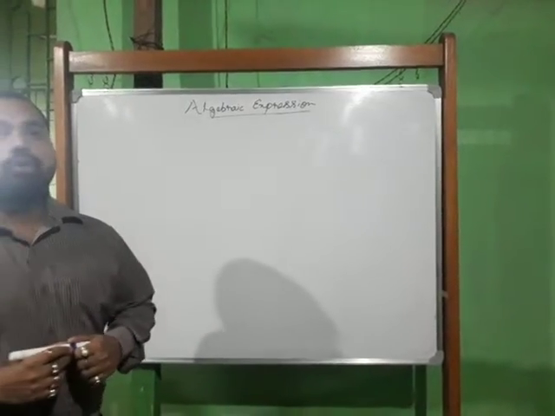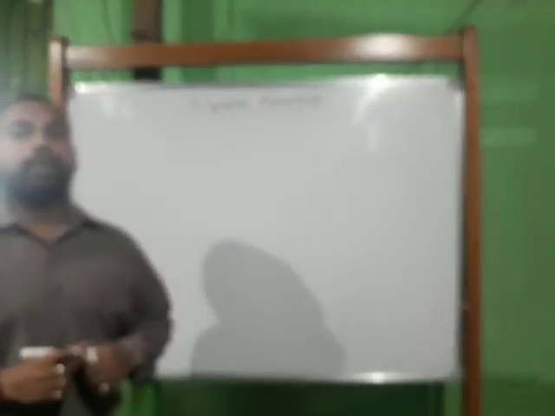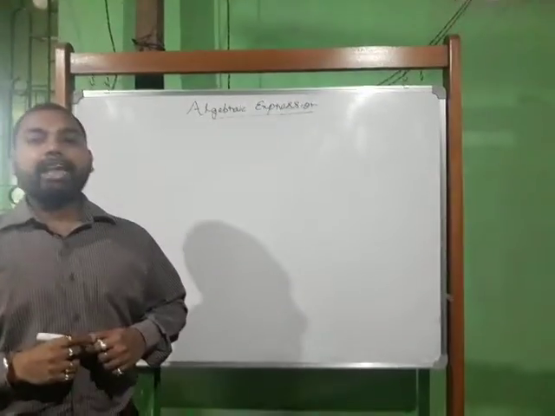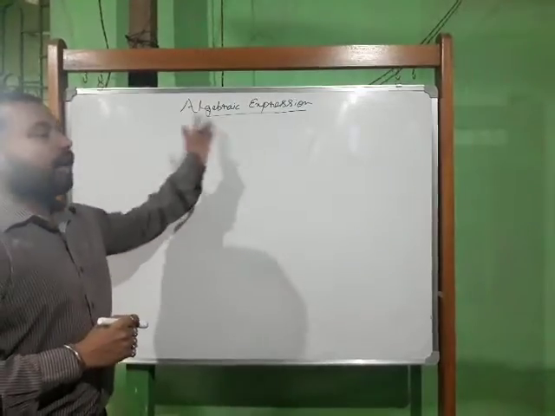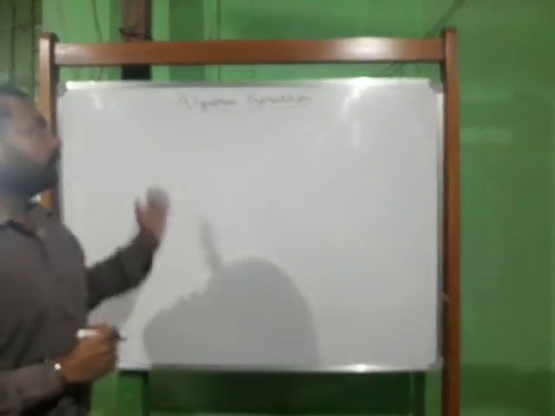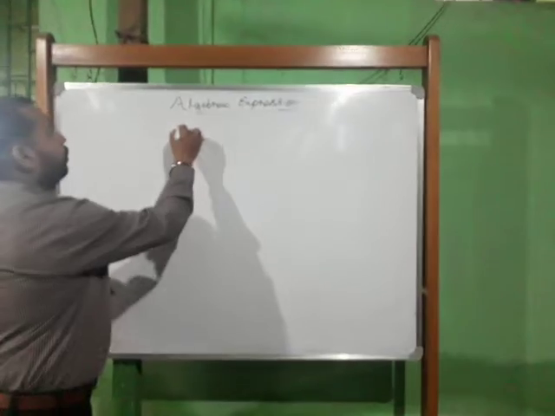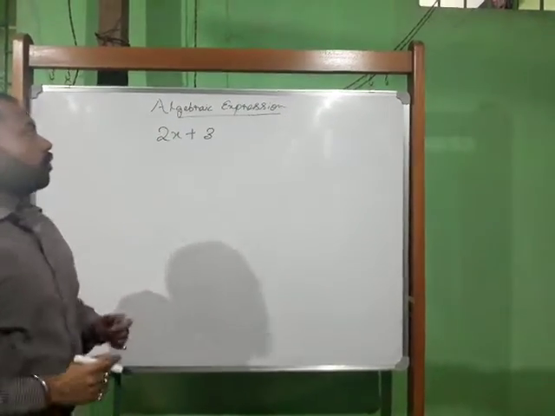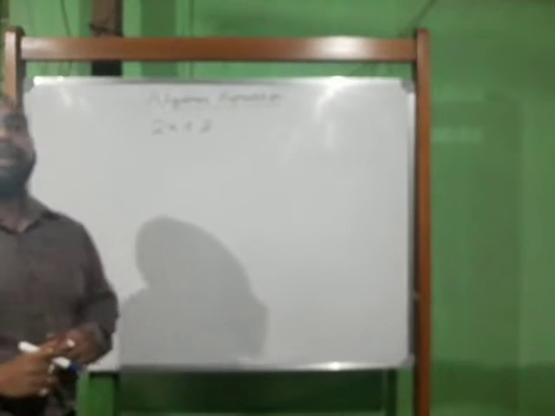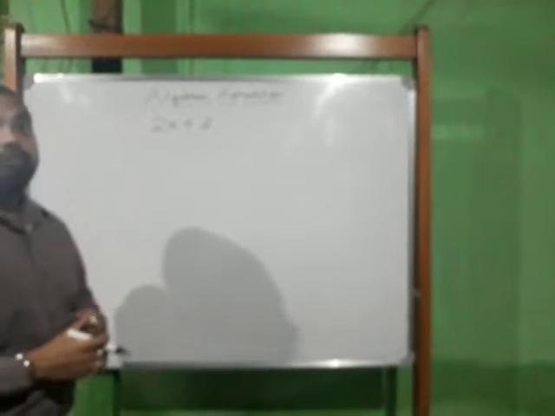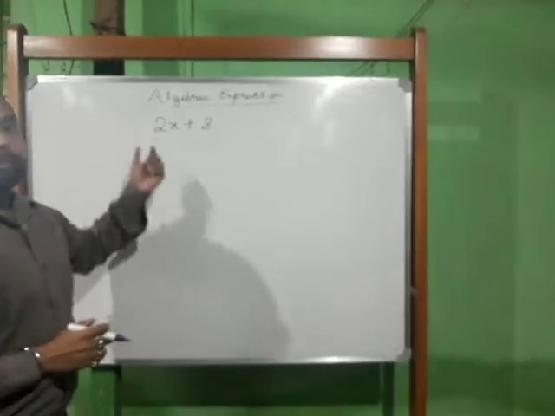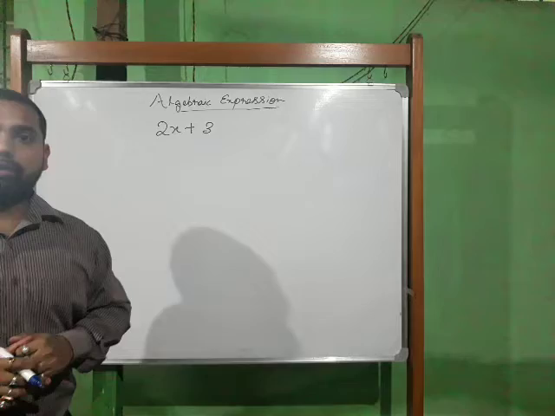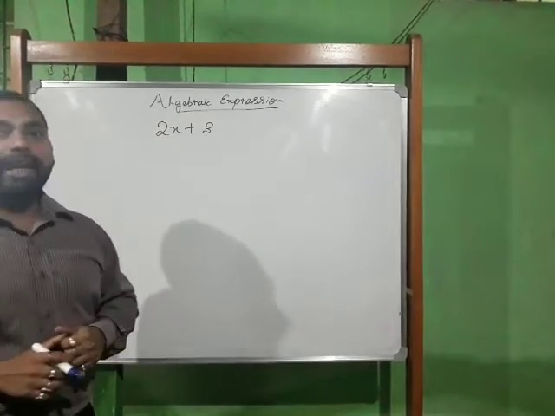Namaste everyone. So today we will start with a new chapter, algebraic expression. So what is algebraic expression? Before defining algebraic expression, let me write something. 2x plus 3. So this is an example of algebraic expression. Now let me define what is algebraic expression. An expression which consists of variable and constant, that is known as algebraic expression.